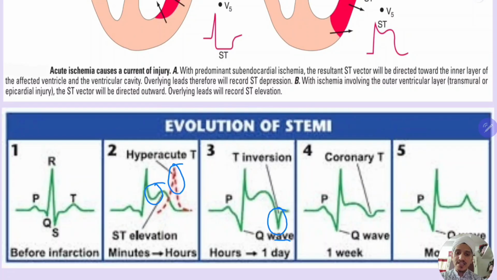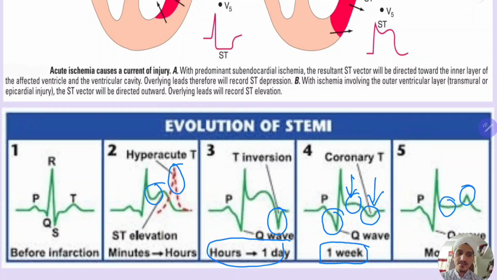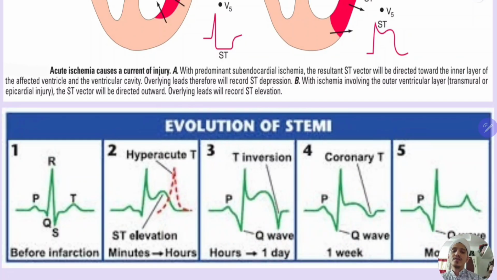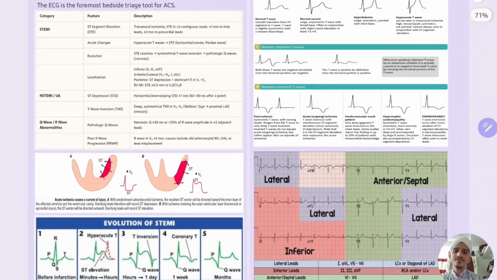Then that is hours to 1 day. Now the T wave is inverted symmetrically, the ST segment is coming down and the pathological Q waves have appeared, then that is up to 1 week. So when these two are coming down, that is 1 week. Now the ST segment is normal and the T wave is also normal, but Q waves will be persisting, that is 1 month. Okay, that's about evolution of MI.